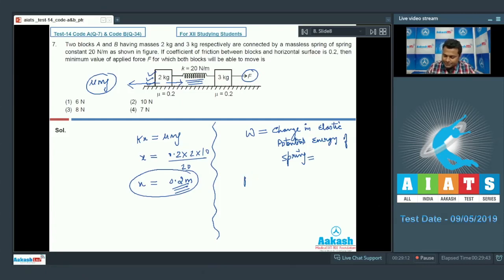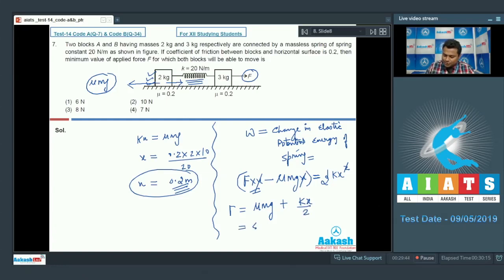Now the applied force F, F into X, and friction is also acting on it, that is mu into M into G into X. Work done by friction plus work done by applied force, this total work done will change the elastic potential energy of the spring, that is half kx square. So a single x will be cancelled out right here. Now F will be (mu mg plus kx) divided by 2.